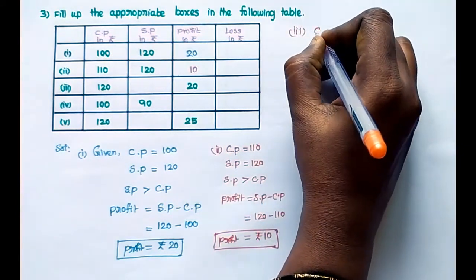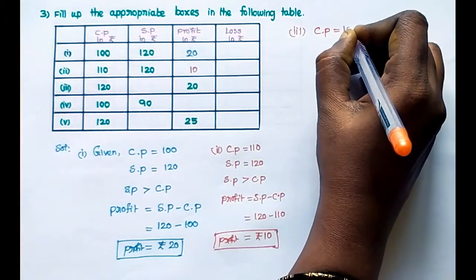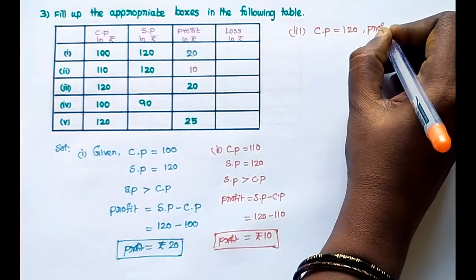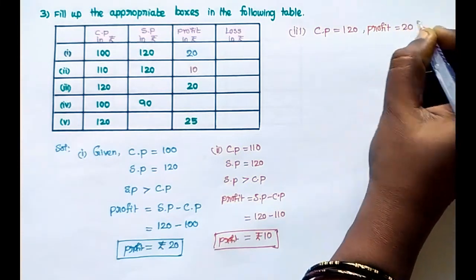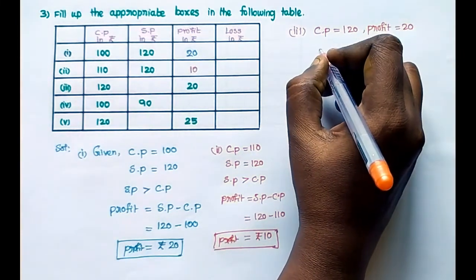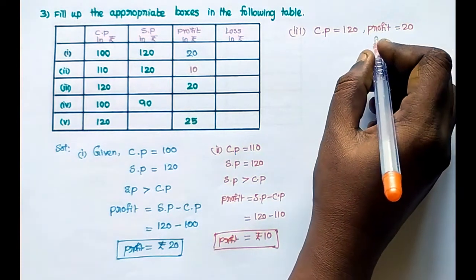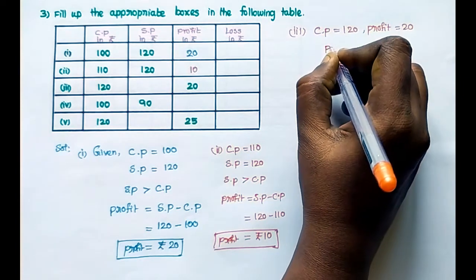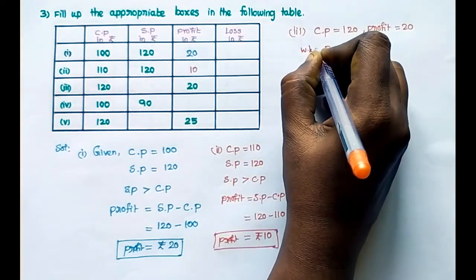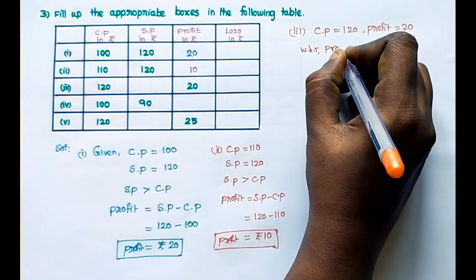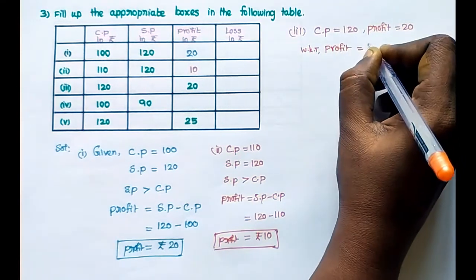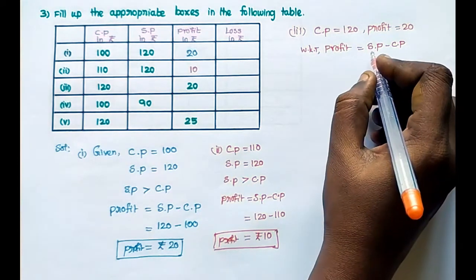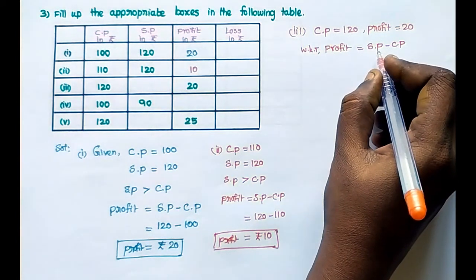what they have given? Cost price equal to 120 and profit they have given. Profit equal to 20 rupees. Now we want to find out selling price. Profit means what? We know that profit equals selling price minus cost price. Here we want to find out selling price.